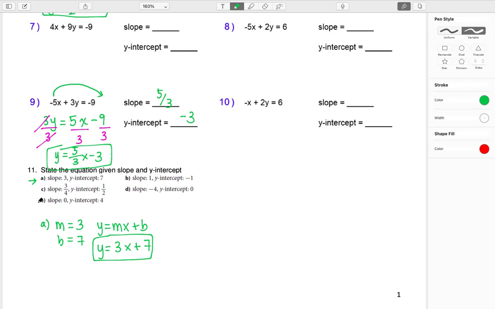Let's try another one. Letter E. Slope is 0, and my y-intercept is 4. So again, y is equal to mx plus b. y is equal to, I'm going to write 0x plus 4. But as you can see, 0 times any number is just 0, so they cancel out. So y is equal to 4.